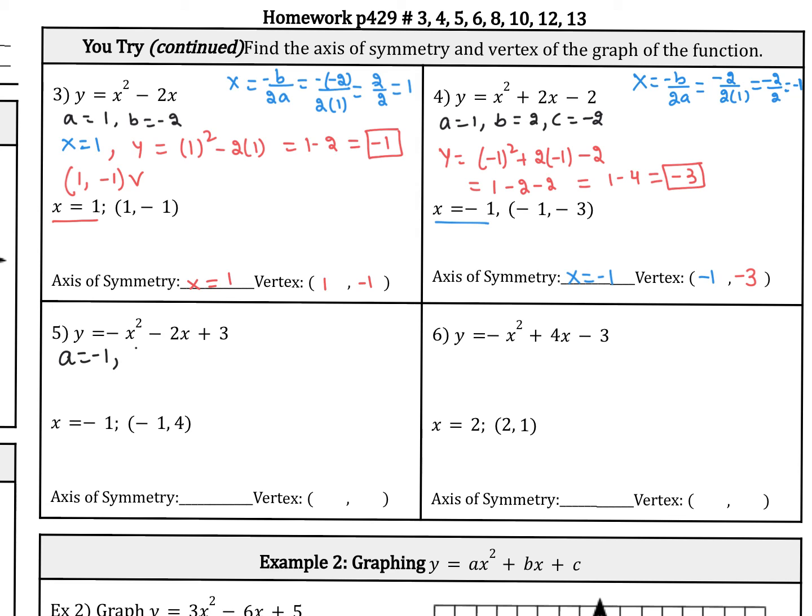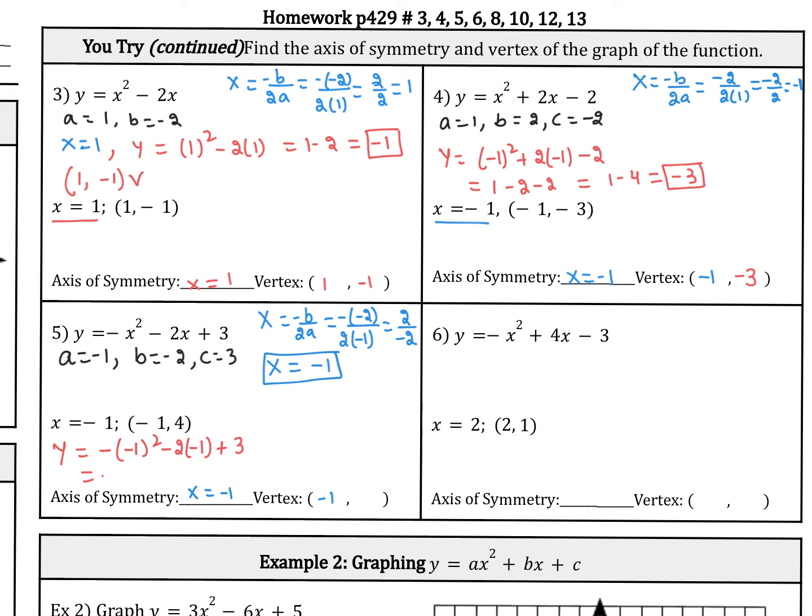Next is a equals -1, b is -2, c is 3. And x is -b over 2a. So that's going to be 2 over 2 times -1, so that's going to be 2 over -2, and that is x equals -1. So the axis of symmetry is x equals -1. And you're going to find out the y value. So you plug it into the given equation. Here the negative is outside, and -1 squared is 1. -2 times -1 is going to be +2, plus 3. So that's going to be -1 plus 5, and that is going to be 4.